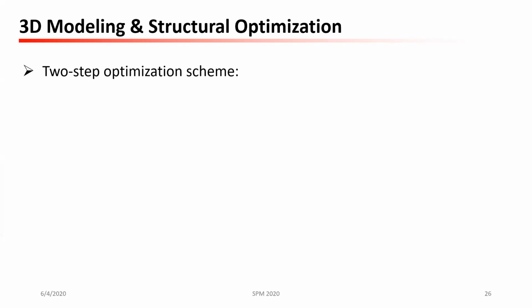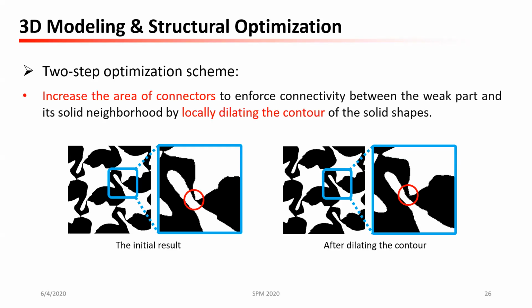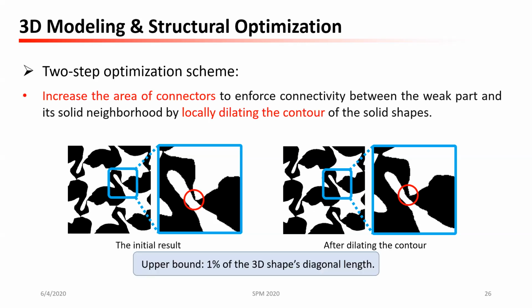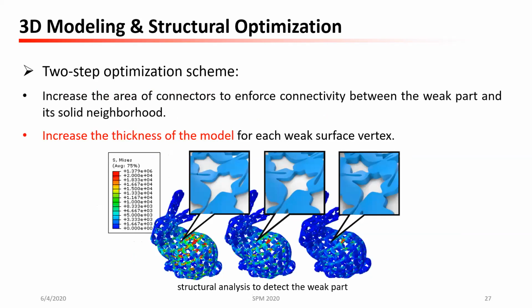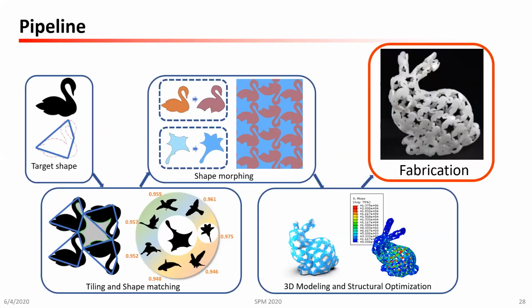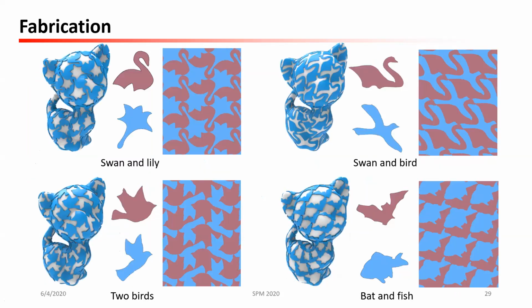To increase strength, we perform a two-step optimization scheme. First, increase the area of connectors to enforce connectivity between the weak part and its solid neighborhood. We do this by locally dilating the contour of the solid shapes by a step size until reaching the upper bound. Next, we increase the thickness of the model for each weak surface vertex. The last stage is fabrication. Here are several fabricated 3D models with our dual-shape textures.